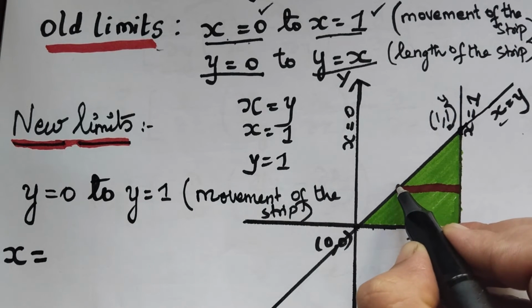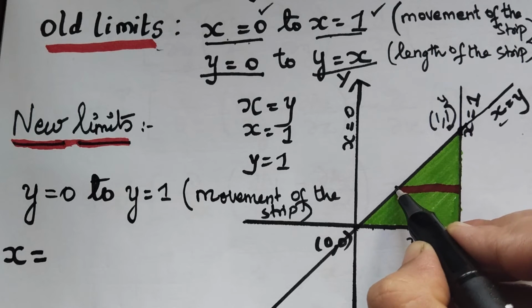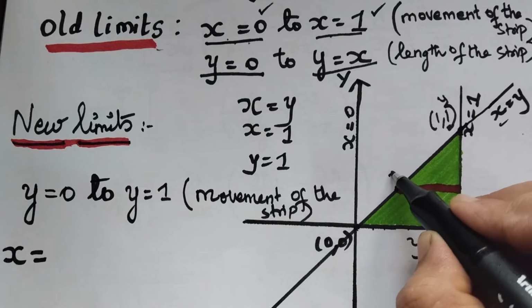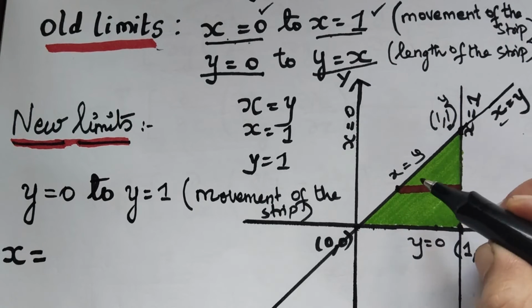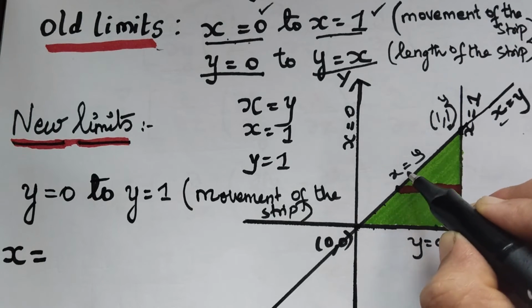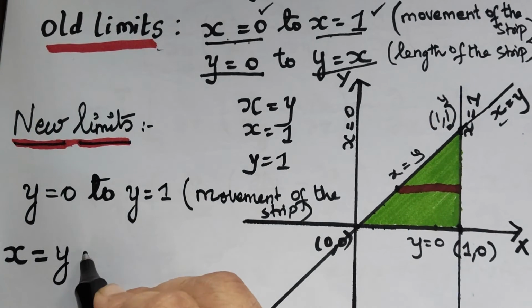So what is the starting point? At the starting, it starts from the line x equal to y. So what is the value of x at this point? x is equal to y. So as the strip keeps on moving, the point changes in this line. So in general, x is equal to y is the starting point.